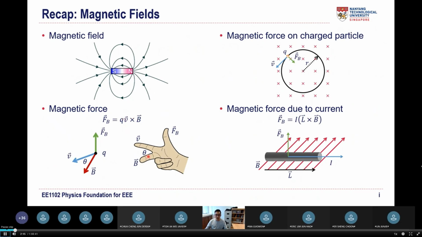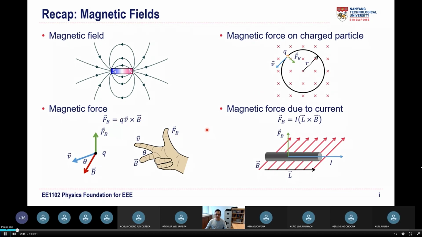When everything is 90 degrees to each other, you can just do a simple multiplication of all the quantities. Whereas if the V and B are at an angle, then your force is going to be smaller than multiplying all together. You need to put sine theta after multiplying all the three quantities.